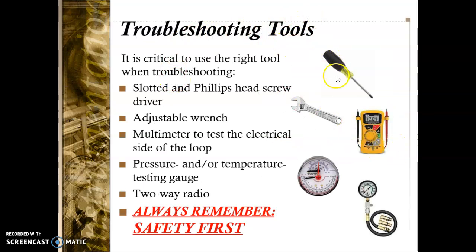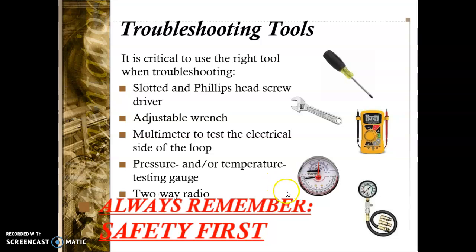Now the tools that you want to use. You always use the right tool for the right application, for the right job. So we have a Phillips head here. You could have an adjustable wrench. The multimeter tool, we've used this in our labs. Very, very good piece of instrumentation to use, or tool. Here you have maybe temperature or pressure gauges, testing gauges, and your two-way radio.